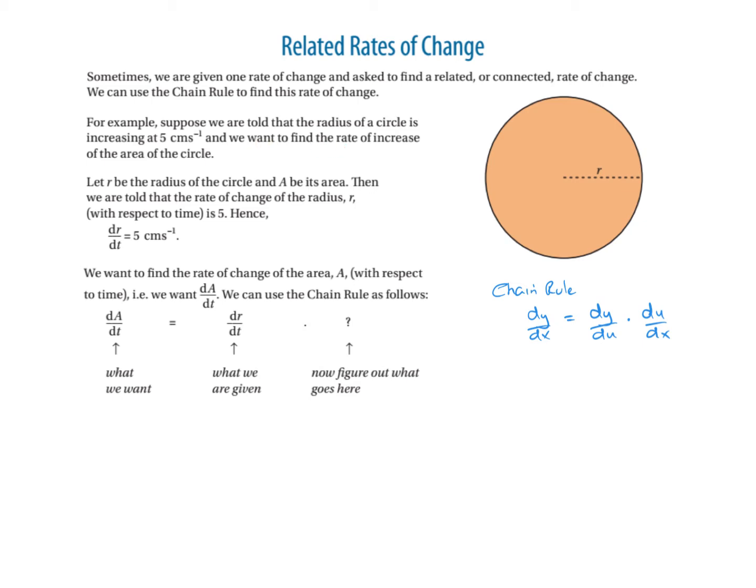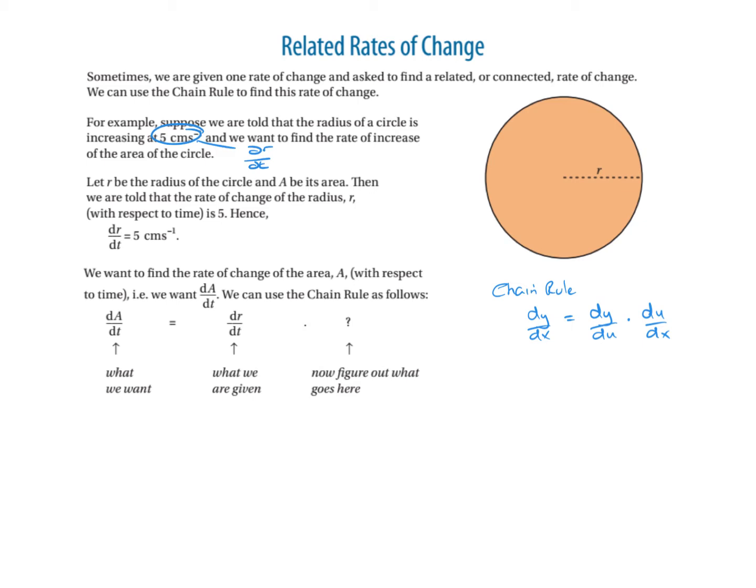Suppose we are told that the radius of a circle is increasing at 5 centimeters per second, and we want to find the rate of the increase of the area of the circle. First of all, the rate that we're told is increasing at 5 centimeters per second. The s to the minus 1 is per second. So that means that we can say that there is dr/dt. We now know that there is the rate of change of the radius with respect to time.